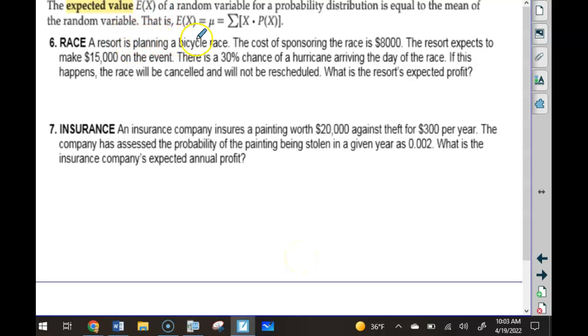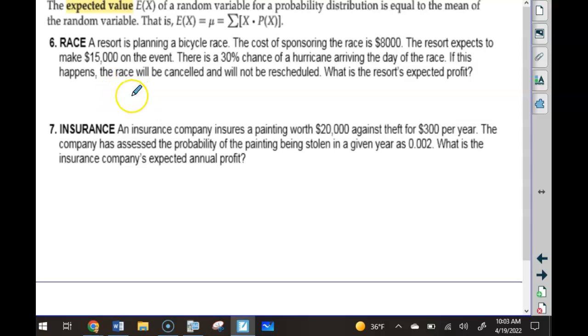A resort is planning a bicycle race. The cost of sponsoring the race is $8,000. The resort expects to make $15,000 on the event. So we're going to call that profit. It's not minus the cost. It's already taken into account. So there's a 30% chance of a hurricane arriving the day of the race. If this happens, the race will be canceled and not rescheduled. What is the resort's expected profit?